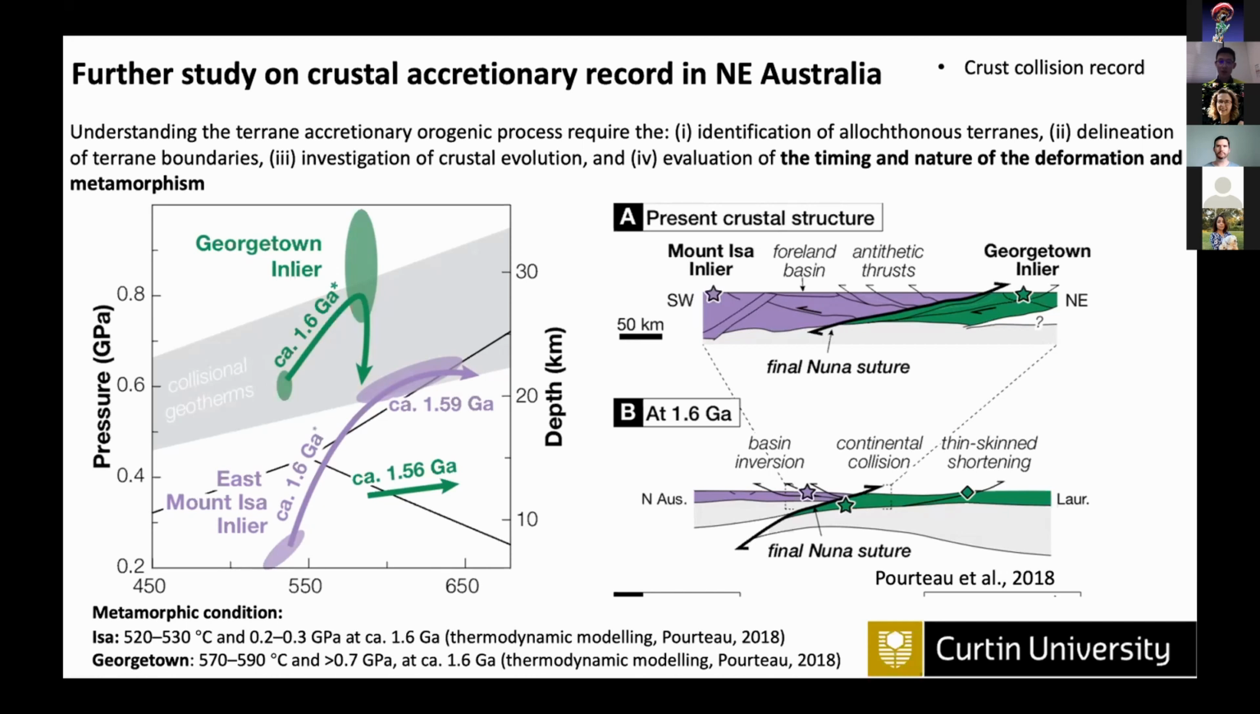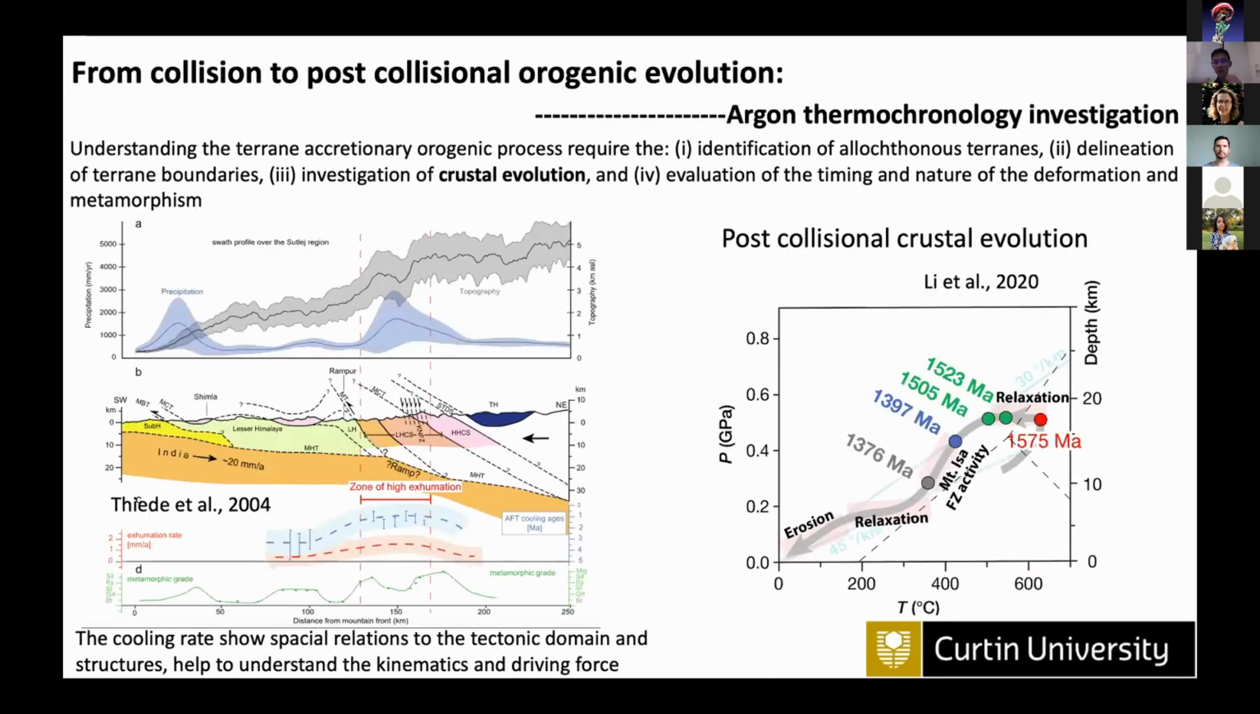This answers a lot about the terrane accretion to Northeast Australia. But what I'm interested in is more the post-orogenic history, and using the post-orogenic evolution to understand whether this model makes sense, or to make the picture more complete.